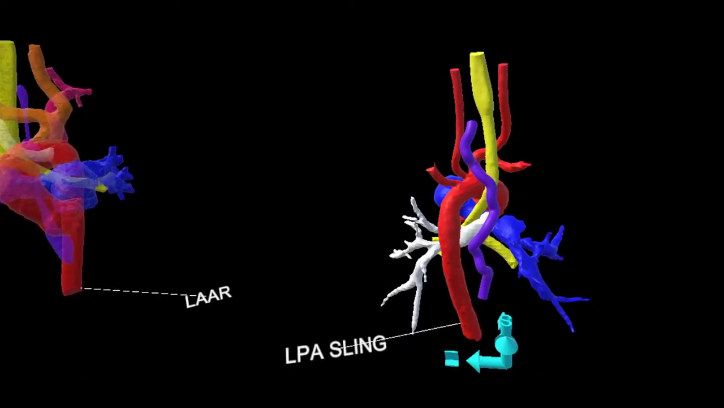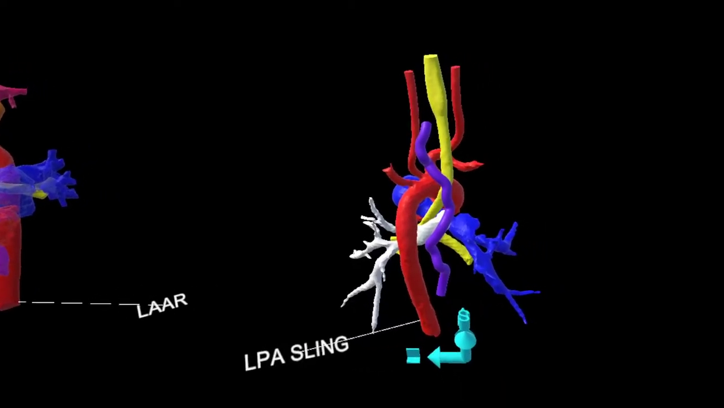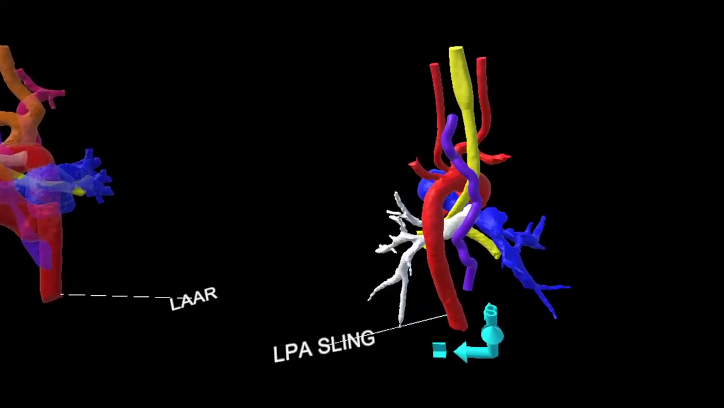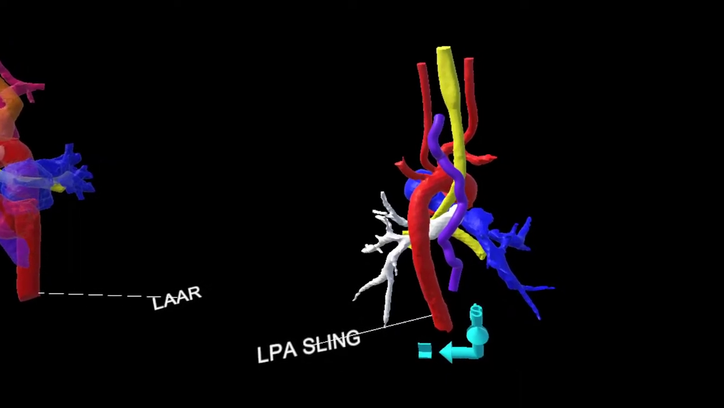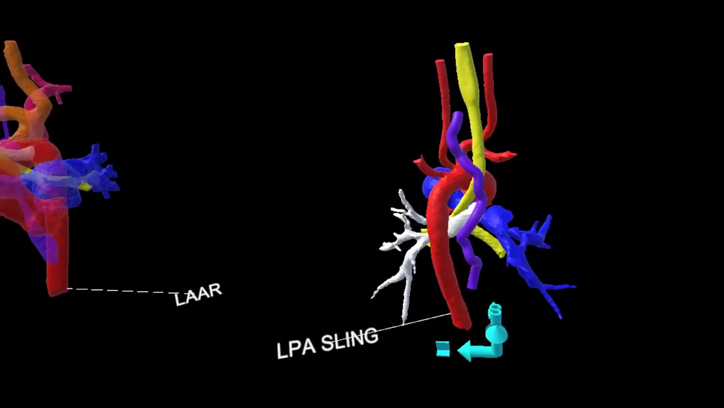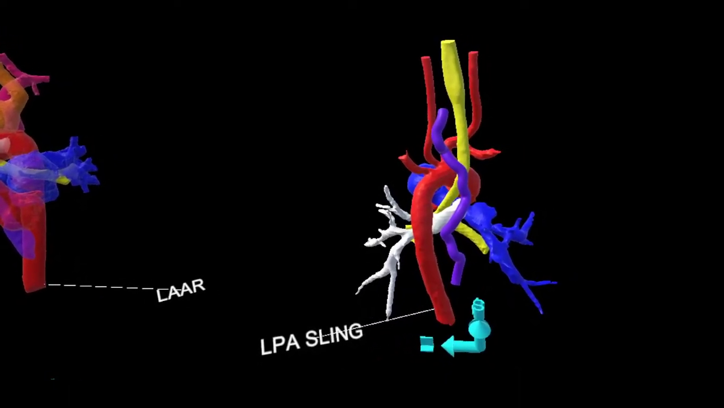And so with that, we'll go ahead and conclude our discussion here. We hope that you now feel more comfortable, not only with diagnosing and differentiating vascular rings, but also with understanding the spatial relationships of the structures that cause these rings.